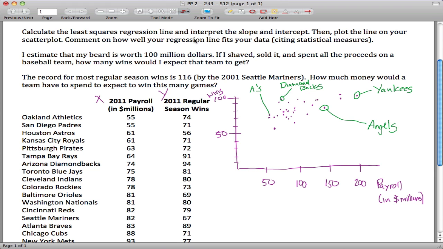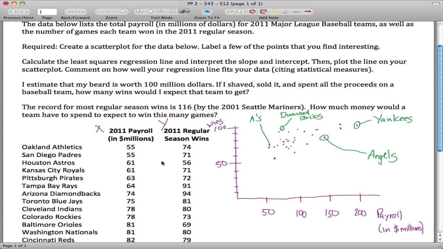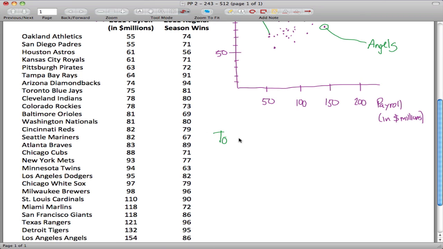So we created a scatter plot and we labeled a few points. So now what we want to do is calculate a least squared regression line and interpret it. So the way you calculate a least squared regression line, maybe I'll come down here. You use your calculator and you go stat, and then over to calc. And then down to lin reg.